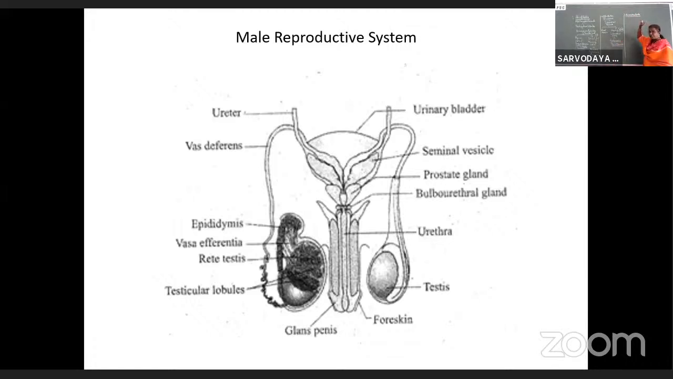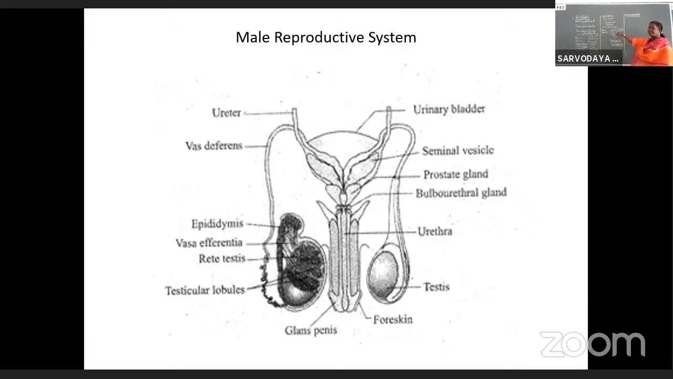What is the second part? As I've already mentioned in the previous class, accessory ducts include rete testis, vasa efferentia, epididymis, and vas deferens. So these four parts together we call accessory ducts.